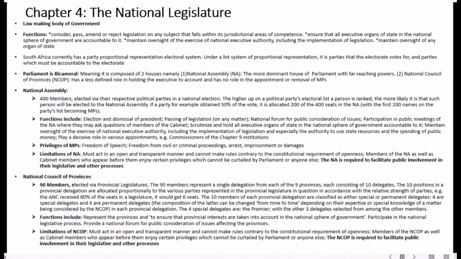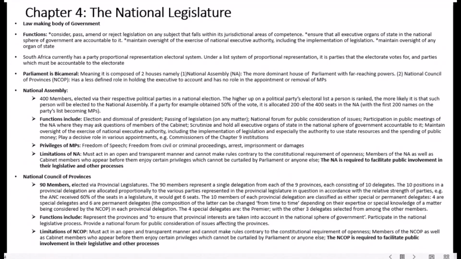South Africa currently has a party proportional representation electoral system. So under this system of proportional representation, it is the parties that the electorate votes for, and parties which must be accountable to the electorate. So we vote for political parties, and then they are accountable to us as the electorate, because we've voted them into power and they represent us in Parliament.